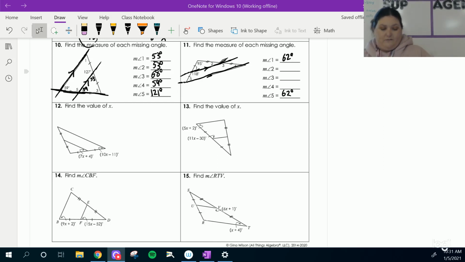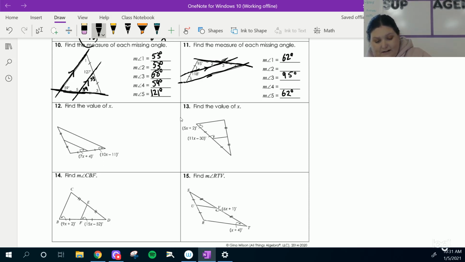Sorry about that interruption. So I am going to focus on this other transversal now. So now that I've changed my focus, I've changed my perspective. 95 is what I'm given. Well, I have 95 as a corresponding angle to angle 3, so that means that angle 3 is also 95.